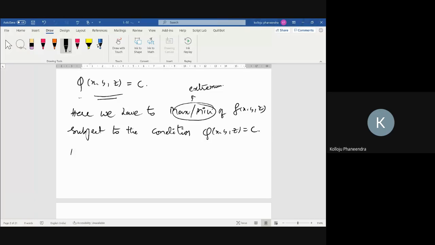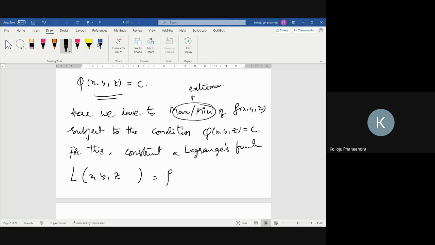Now to find this maximum or minimum value, construct a Lagrange's function. What is that function? L, which stands for Lagrange's function, of x, y, z equals first the function which is to be maximized or minimized, plus lambda into the given condition. What is the given condition? Phi of x, y, z minus c, into lambda.